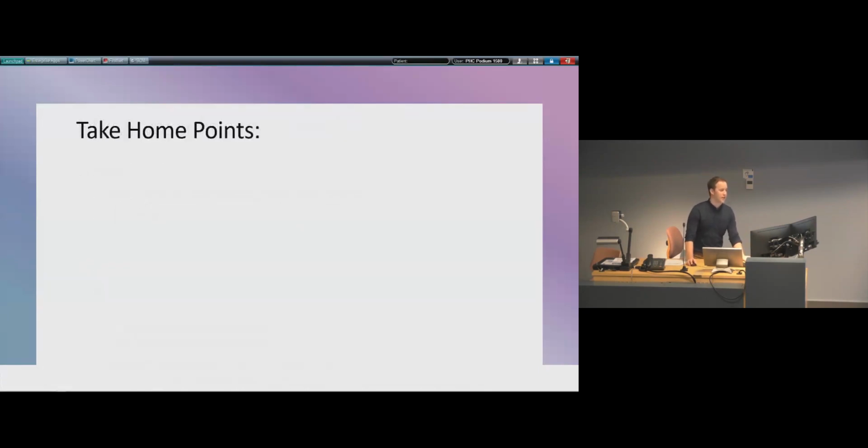So the take-home points for this update in GCA: GCA is a multifaceted disease. There's lots of ways it can present.